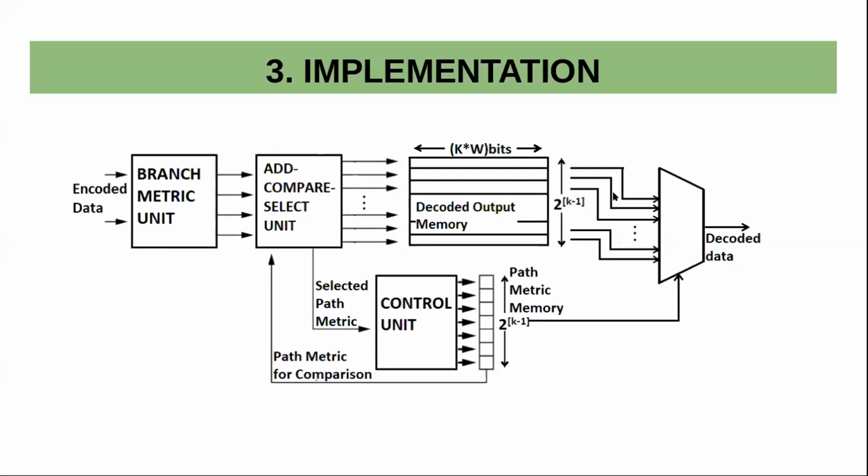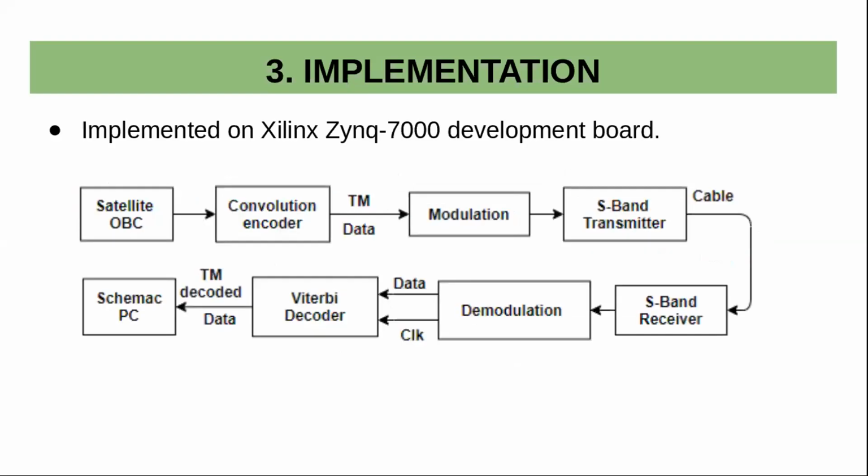The next block is the Viterbi decoder. This is only a muxing logic which would choose the register with the lowest path metric value based on the decoded output memory, and this is finally outputted serially. And this is the setup that we used when we integrated our design with the satellite. We have incoming data, the data to be transmitted from the satellite, which is convolutionally encoded. Then we modulate the same and transmit it over a carrier. At the receiver, we first demodulate it, then we decode it using our algorithm. And finally, it's monitored on the computer.